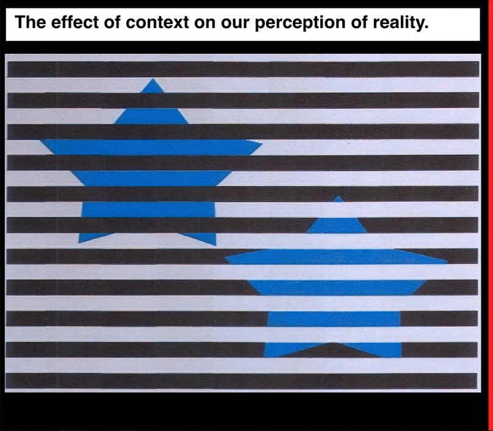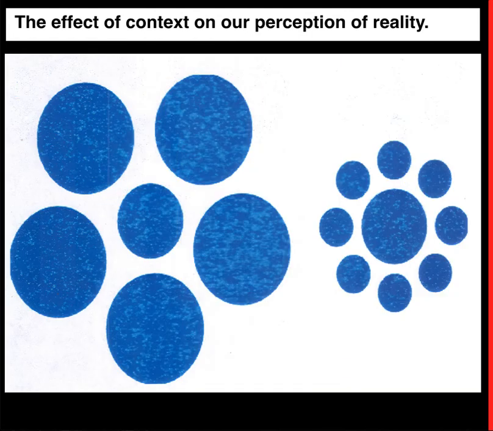Here's another one. These 2 stars are put in the context of black lines and white lines. The blue color of both stars is exactly the same. However, the context that they are in makes it appear different, and so a faulty conclusion is drawn. This is one of the quintessential examples of how context shapes our brain's interpretation and processing of visual incoming information and distorts the perception.